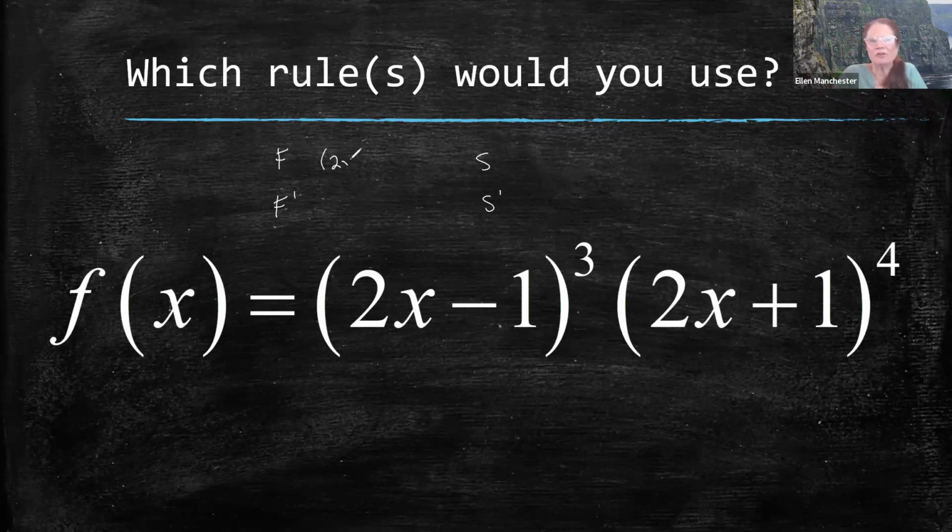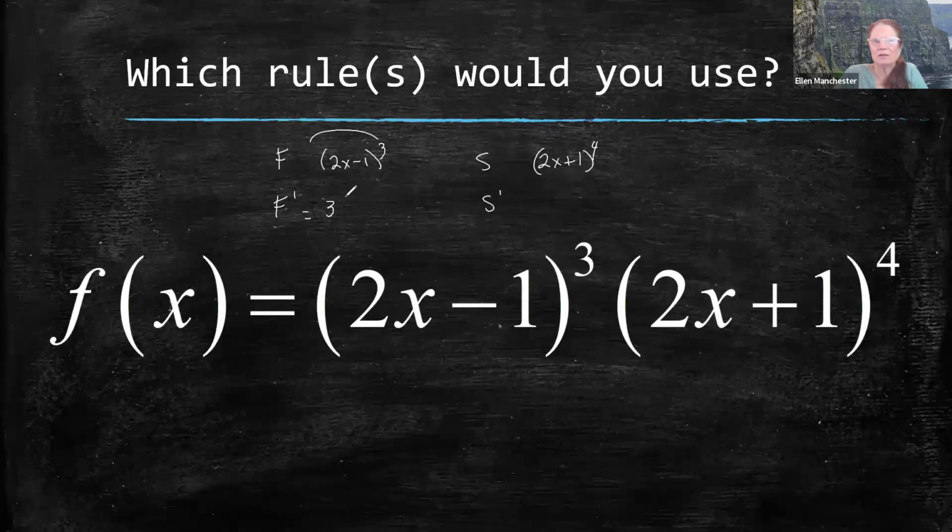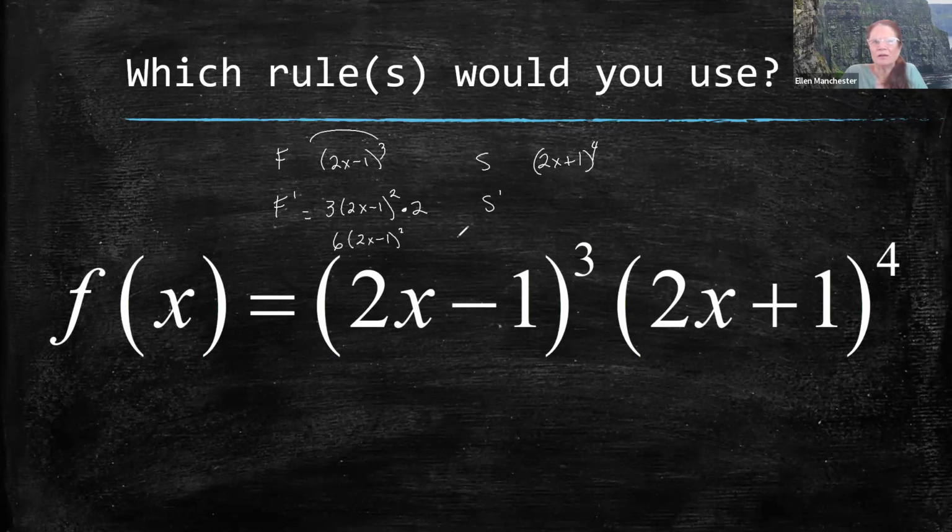So the first is the 2x minus 1 cubed. And the second is the 2x plus 1 to the 4th. And then you're going to find the derivative of each of these. So the derivative of this is the chain rule. So we bring our 3 to the front, repeat, subtract 1, and then times, don't forget this part, times the derivative of the inside. So the derivative of the first ends up being that 6 times 2x minus 1 squared.